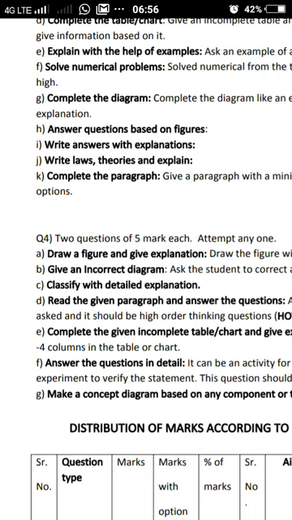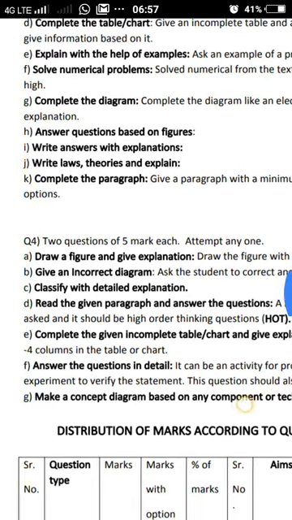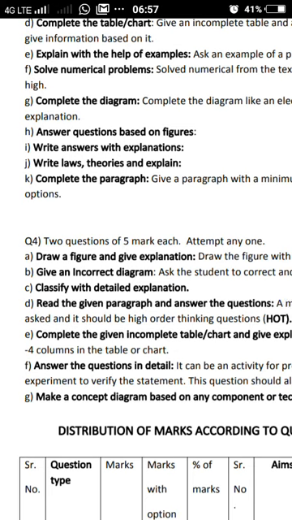So you will have to explain the reproductive parts of the flower, or the question can be like, similarly, draw a neat labeled diagram of the female reproductive system and explain the important reproductive parts. So like this, draw figure and give explanation. Second type can be given incorrect diagram and you will have to correct it and explain it. So the diagram given will be incorrect and you will be asked to correct the diagram as well as give the explanation for the same.